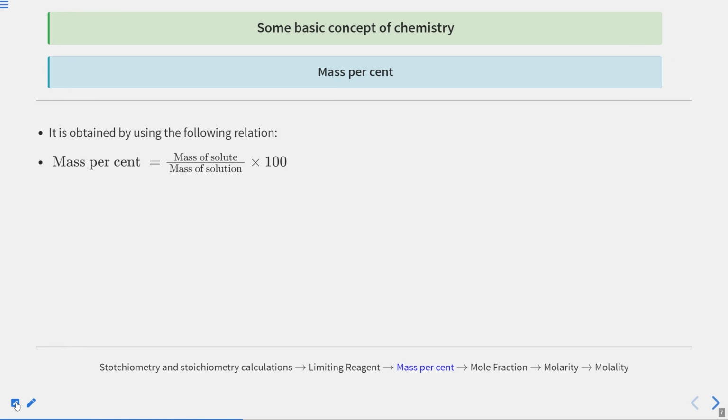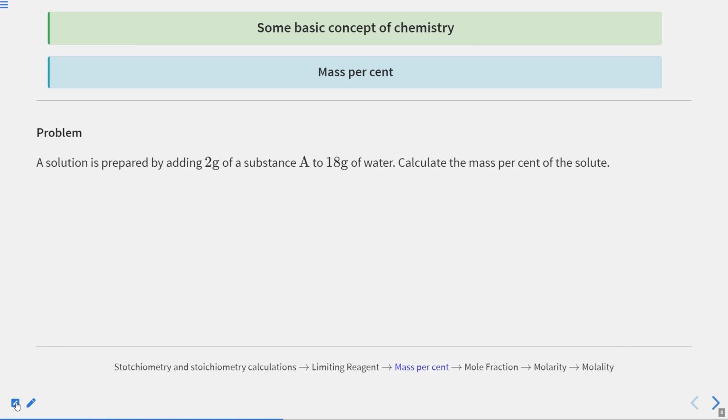So let's understand mass percentage, we know it very well. First of all, I want to discuss a problem based on mass percentage. A solution is prepared by adding 2 gram of a substance A to 18 gram of water. So 2 gram of substance A is the solute, and 18 gram of water is the solvent. You have to calculate the mass percentage of the solute.